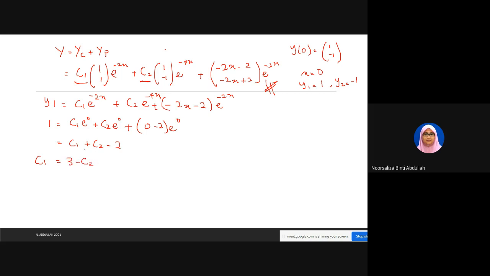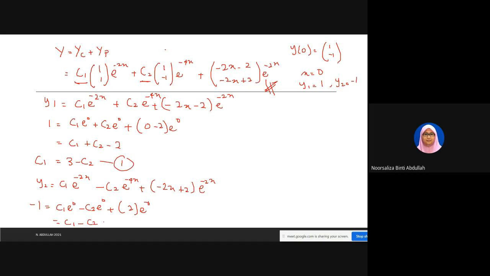Okay, so this is equation number 1. Then Y2 equals C1 exponent minus 2x minus C2 exponent minus 4x, plus minus 2x plus 2 exponent minus 2x. Initial condition for Y2: when x is 0, Y2 equals minus 1. So here you have C1 exponent 0 minus C2 exponent 0 plus 2 exponent 0. Then you have C1 minus C2 plus 2.